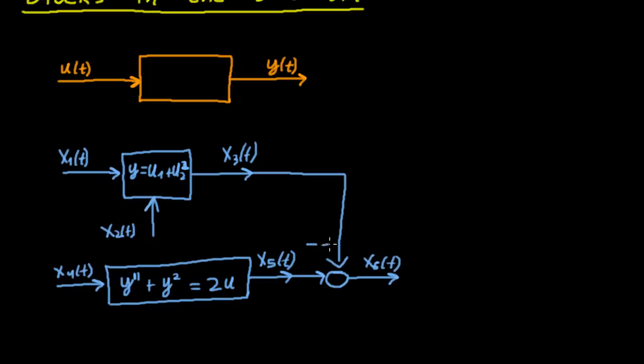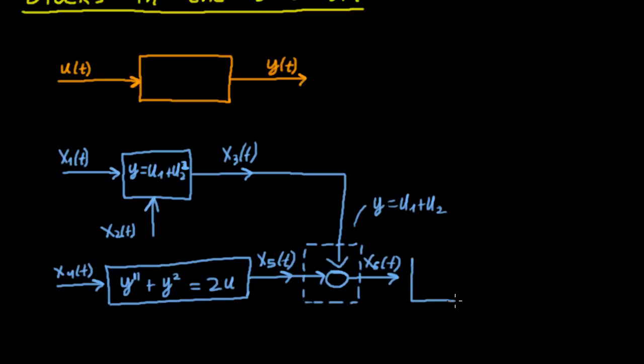Well, this adding point can be seen just as another system with a linear static rule, that would be y is equal to u1 plus u2. But we don't use blocks for that. We normally use this circle representing a summing point. So we can continue doing this. We can keep building a big block diagram, including many subsystems.